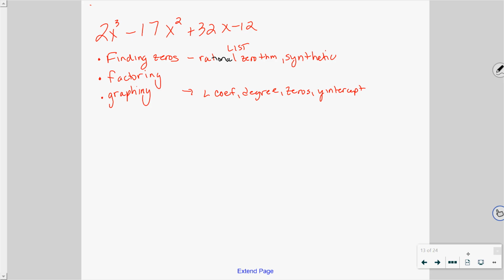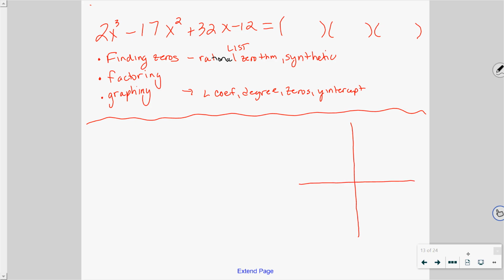Okay, so when I have a polynomial like this, it is of degree 3. So our ultimate answer of factoring should have 3 sets of parentheses, right? Because I know I'm going to have 3 zeros. So this one's going to be a nice one. We're going to be able to graph it. We're going to be able to factor it. We're going to be able to do our rational list, which is going to help us end up graphing it. Let's graph what we know first, right? So let's do it in that order.